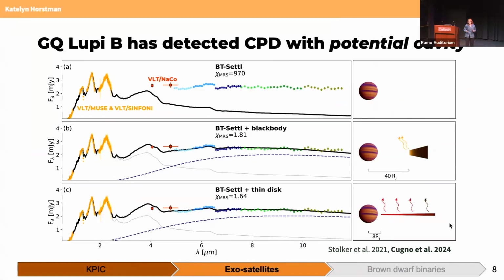But the most important reason we picked GQ Lupi b is that it's the only planet we know of, or brown dwarf, with a detected circumplanetary disk that may have a potential cavity in it. And so the way that we see planets forming gaps or cavities in circumstellar disks, we figured, could a moon potentially be carving out a gap in a circumplanetary disk?